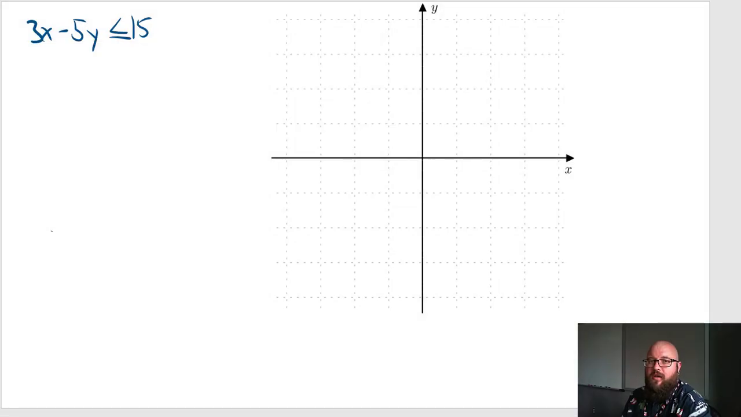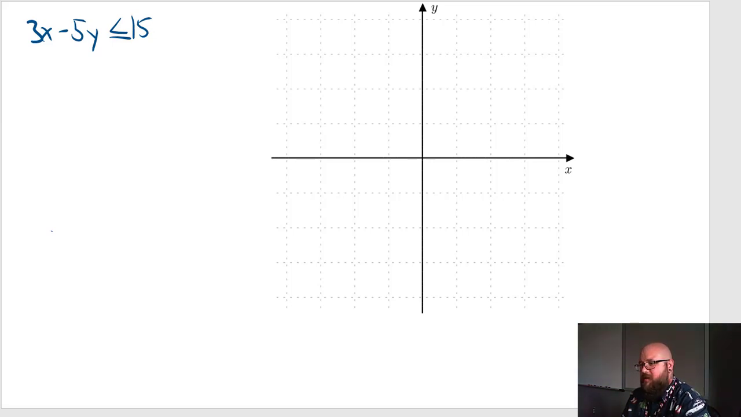All right, so we're going to take on part 2 here of our lesson dealing with inequalities. And we're going to start with this equation here: 3x minus 5y is less than or equal to 15. Now we want to graph this and then shade which way is the correct way for this graph. And the easiest way to start out by doing that is find our x and y intercepts.